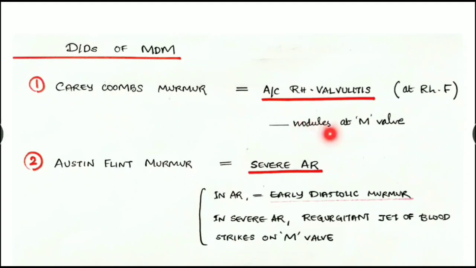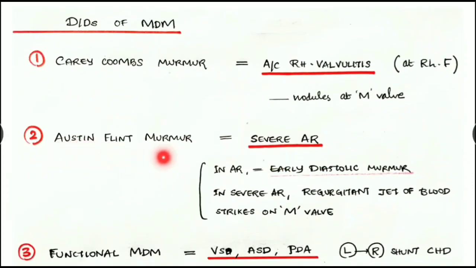The pathology is that there are nodules formed in the mitral valve. And next is the Austin-Flint murmur, which is a mid-diastolic murmur heard in severe AR. Actually, in AR it is an early diastolic murmur, but in severe AR there is a regurgitant jet of blood striking the mitral valve, and that causes this mid-diastolic murmur called the Austin-Flint murmur. We can easily remember this: Austin-Flint has an A, and that goes with AR, another A. So Austin-Flint murmur for severe AR.